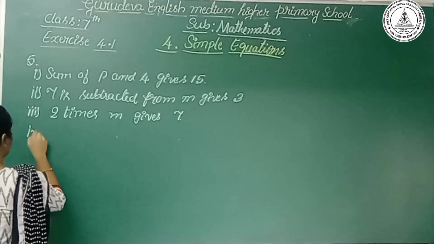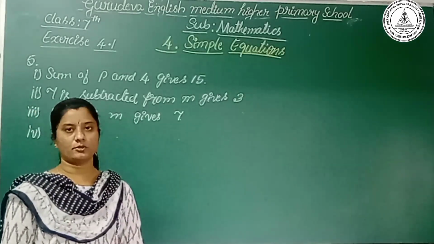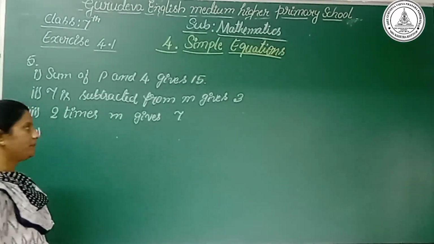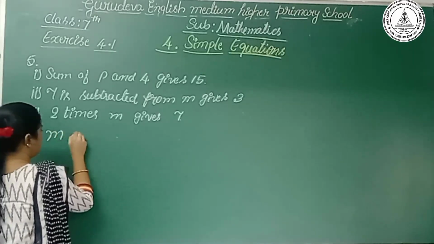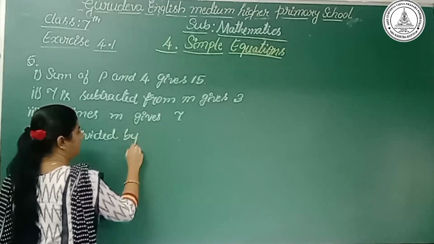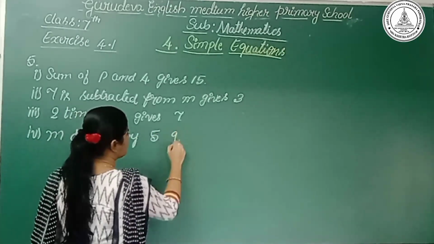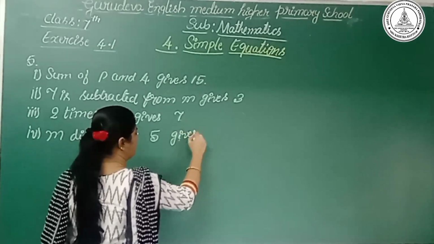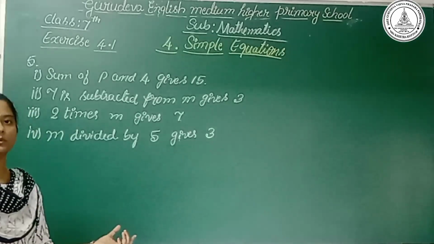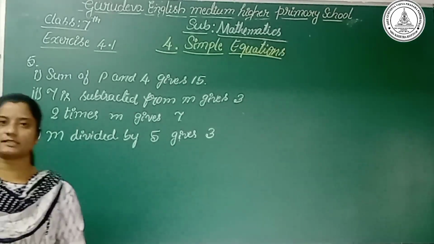The same as the fourth one, m by 5 is equal to 3. So we may write that m divided by 5 gives 3. Write down: m divided by 5 gives 3. Okay, so at the same time we have to do the rest of the problems. Then let's go on to solve the sixth question.